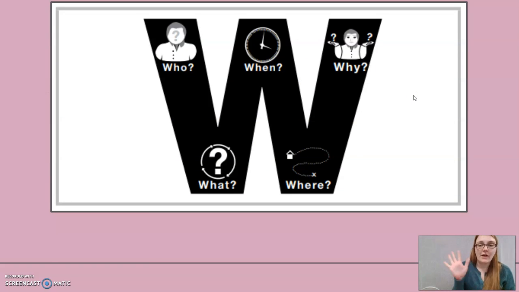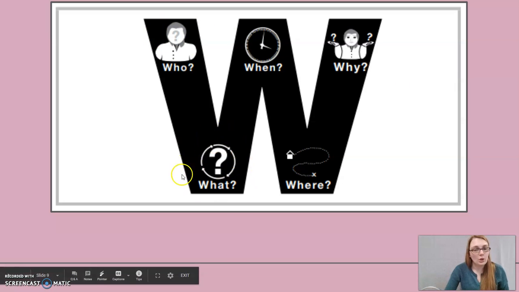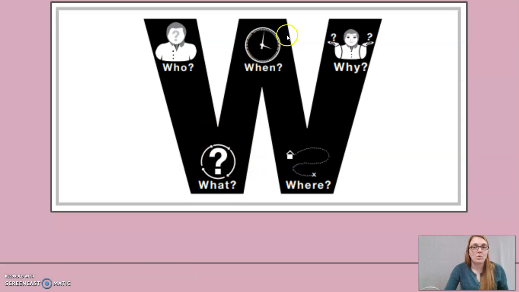Okay, so this is our 5W chart. Shaped like a W, and each point has something on it. So first we have who. That's the characters. Who was in the story? What happened? When did it happen? Where was it? The where is where was it? And the why asks us why did the character do what he or she did?